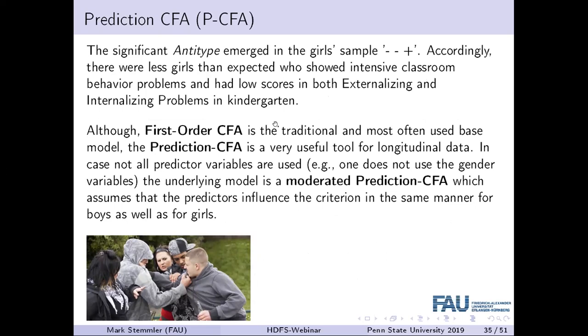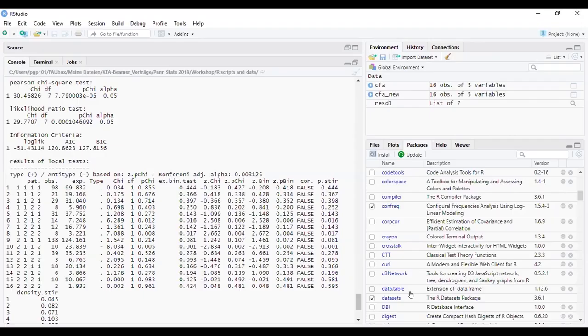Okay, so we used first order CFA, now prediction CFA, but it's also possible to use moderated CFA. And moderated CFA is if you look at the variables without, for instance, looking at gender. So we would assume that the patterns or configurations are equally distributed for boys as for girls. That means you have the same predicted values for boys as for girls. And this was done in the next two lines.